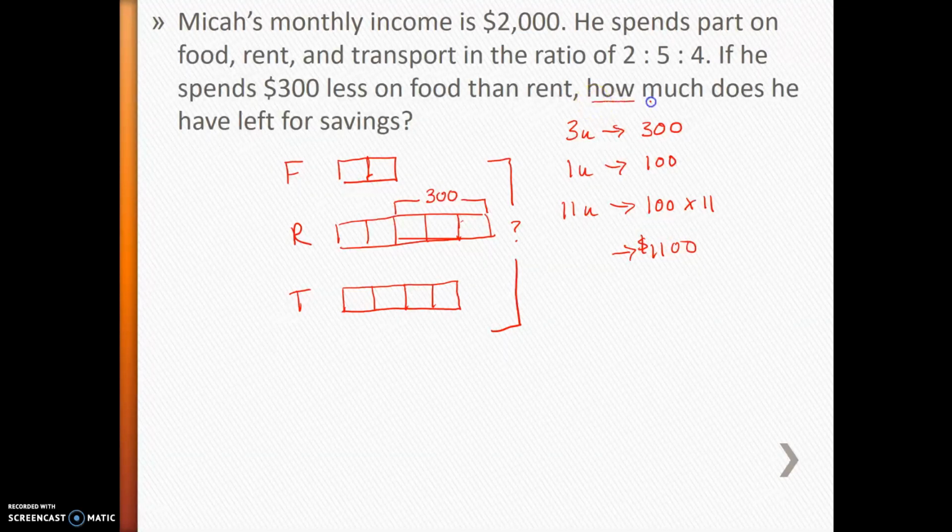Because our question is, how much does he have left for savings? Well, if he earns $2,000 a month and he spends $1,100 a month, we're just going to find the difference. So we're going to subtract 1,100 from 2,000, and he saves $900 a month.